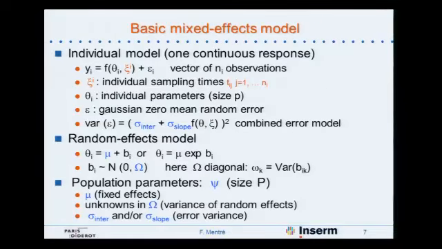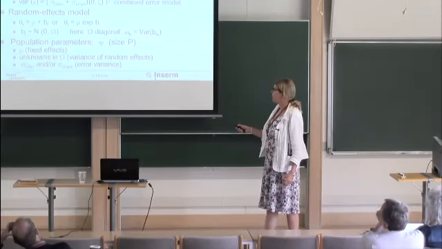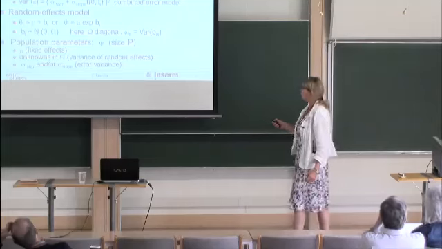So, first some notation. For basic mixed effect models, that is a model with only one continuous response, I will use this notation. I have a vector y_i of n_i observations in patient i. f will be my nonlinear function. Psi_i will be the individual design performed in that patient, so it's the sampling times t_ij. Theta_i are the individual parameters for that patient of size p, and epsilon is a Gaussian zero mean random error.